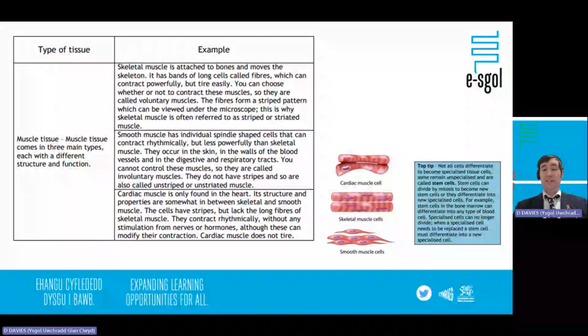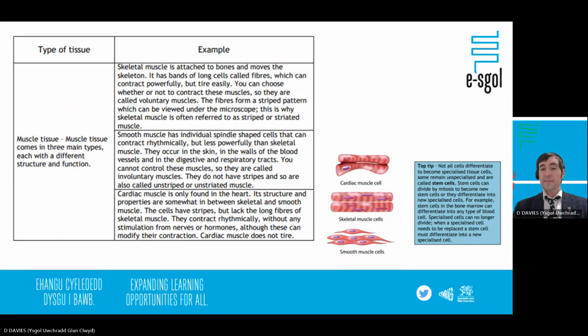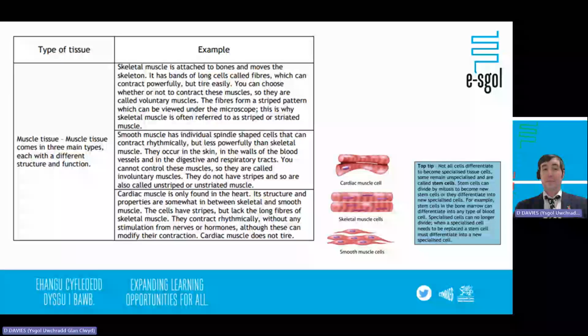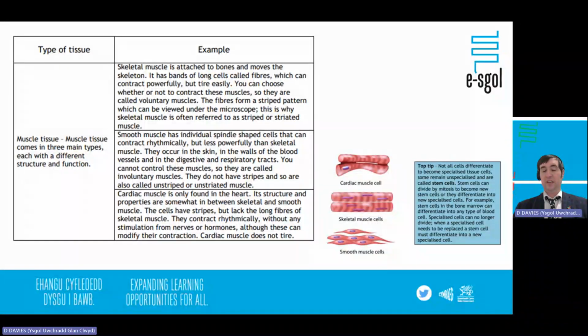Muscle tissue is the next one. So this is a different Cornell notes bit now. Muscle tissue, you all know what muscles are: parts of the body that incur movement. Skeletal muscle is attached to bones. That's really the movement ones like your biceps. Smooth muscle is made of individual spindle-shaped cells that contract rhythmically but less powerfully. They can be in the skin, walls of the blood vessels, digestive tract, things like that.